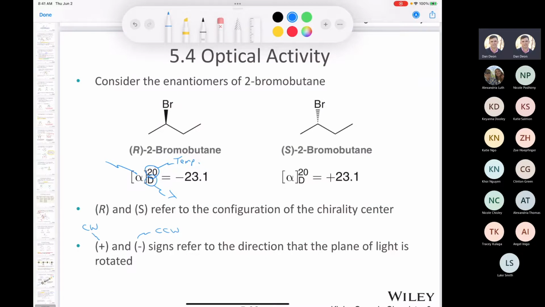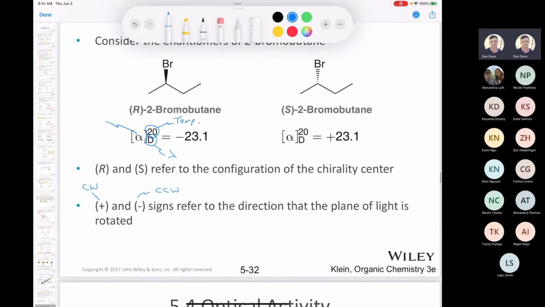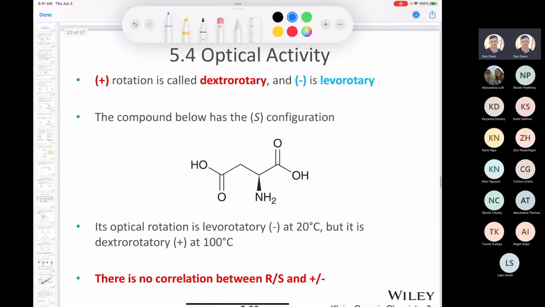All right, so a couple more things. The positive rotation, which is clockwise, we call dextrorotatory. And the negative direction, we call levorotatory, and that's counterclockwise. But here's the thing. Two more major points, or truth bombs, that I need to drop on you. Number one, let's take a look at this compound here. This is an amino acid.